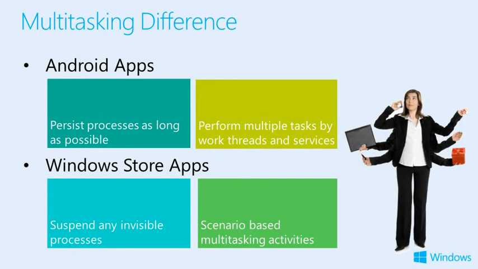This is a graph comparison on multitasking between Android and Windows Store apps. Android applications keep the process as long as possible, so they can perform multiple tasks by worker threads and services without any additional code. Windows Store apps, however, will suspend any invisible processes. The suspended processes still stay in memory, but they cannot get CPU time unless they get resumed. It means by default, any task will be stopped if the application is switched out. It's fine for most scenarios, but can cause severe issues when the applications require back-end network connections to download something.